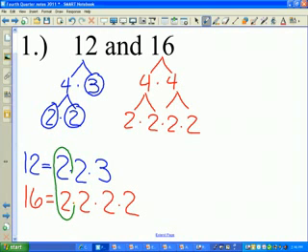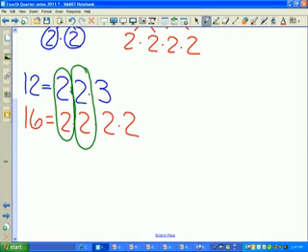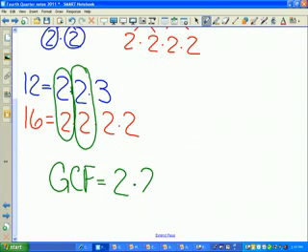I notice that they have this group of 2's right here in common, and they have this group of 2's right here in common. The 3 and the other two 2's, right now, that's not what's left in common. So if I wanted to state what is my greatest common factor, I would say the 2 from the first grouping times the 2 from the second grouping is going to be my GCF, which is a total of 4.